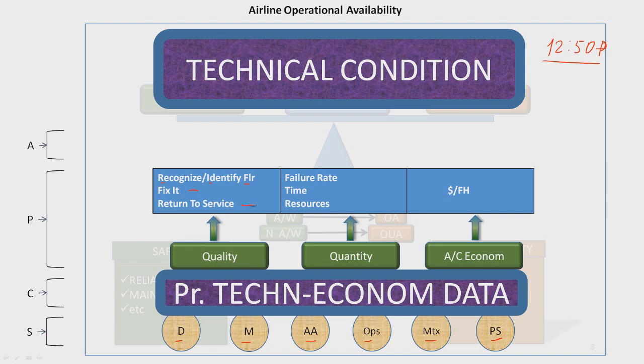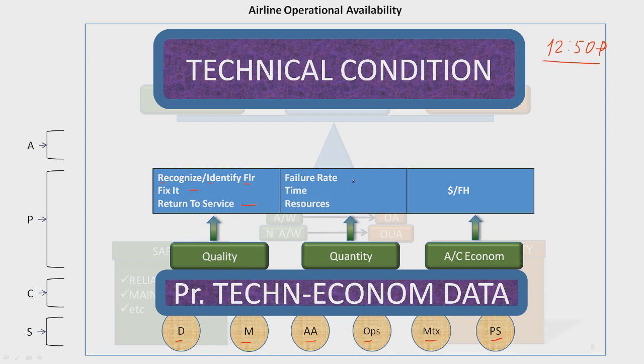Next, return to service. As we said, replacing does not mean that the product is automatically airworthy. We need to test it, and we need to do a lot of different things. So return to service means that we restore product airworthiness. This is group 1.